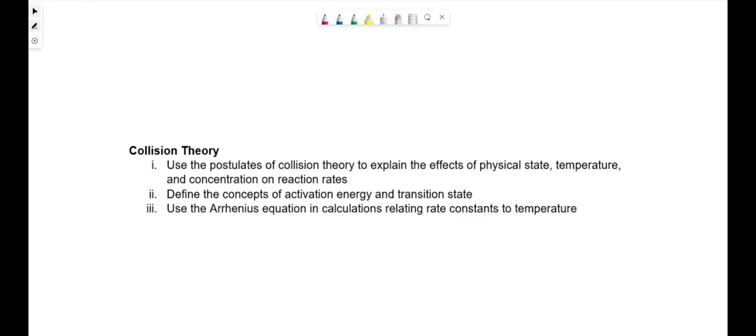So how do we think about collision theory and things like physical state, temperature, concentration, and how they relate to the reaction rate? We think about this new idea called activation energy and transition state when molecules collide. And then there is an algebraic expression called the Arrhenius Equation that we can use to relate things like temperature to the rate constants that we've been dealing with so far.